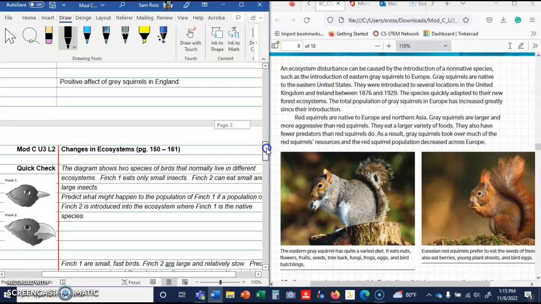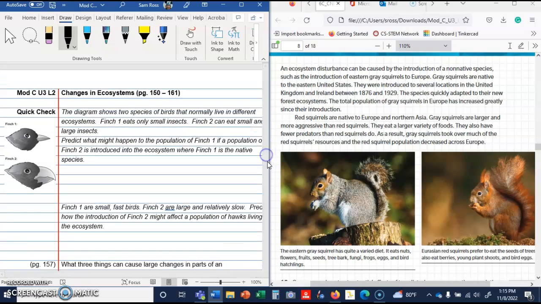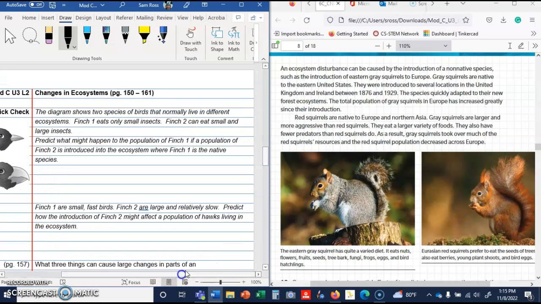Okay, so the next one is a quick check. It says the diagram shows two species of bird that normally live in different ecosystems. Finch 1 eats only small insects. Finch 2 can eat small and large insects. Predict what might happen to the population of Finch 1 if a population of Finch 2 is introduced into the ecosystem where Finch 1 is the native species.